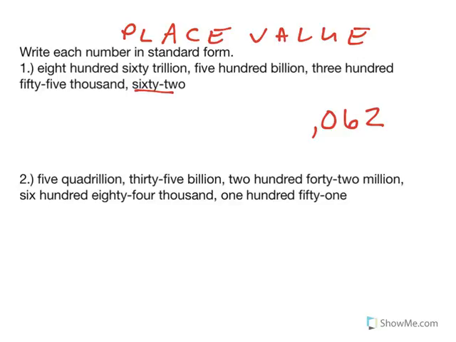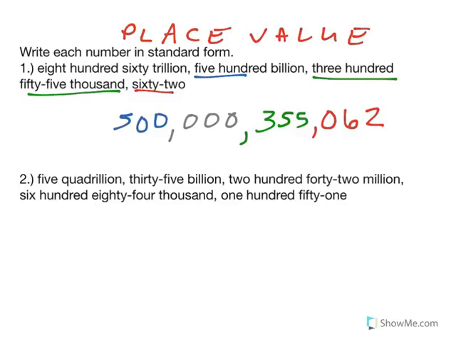Now the next block of 3 is thousands. So I have 355,000. So that's 355 in the thousands spot. Now the next spot is millions. Well, you'll notice in our example we have no millions. So the millions are going to just be zeros because there are none. Then I go to billions and I have 500 billion. So 500 in the billions spot. And then I go to trillions and I have 860 trillion.